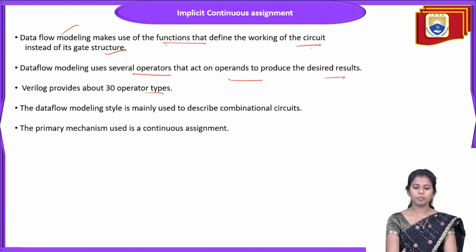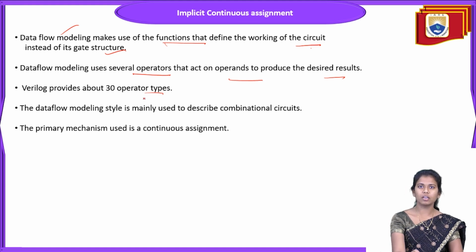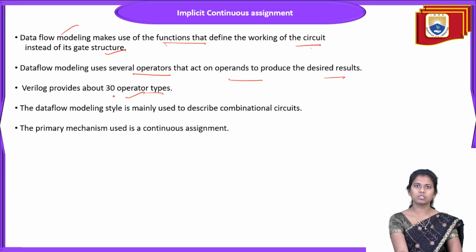Gate level modeling deals with the data which transfers from one block to another block, or from one net to another net, and the data flow model has some operators. In Verilog, we see around 30 operator types. The data flow modeling style is mainly used to describe the combinational circuits, only the combinational circuits and not the sequential circuits.